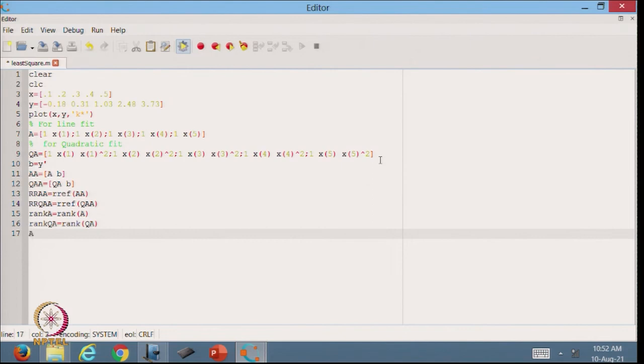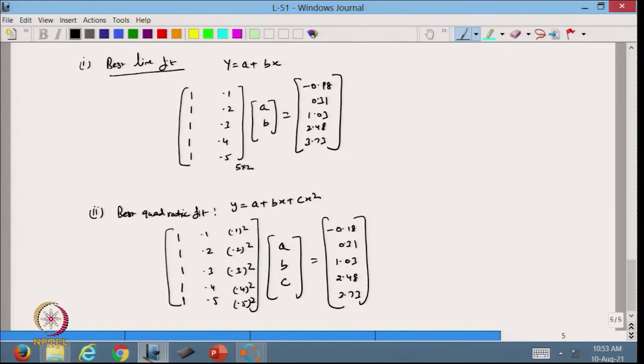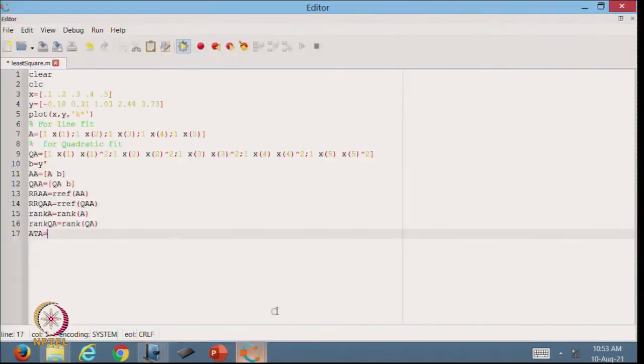So, A transpose A, I just write in short form A transpose A. So, I am writing this matrix as a variable. Now I am writing the matrix A transpose A, like this, ATA. What I am going to do here is take the matrix A, take its transpose and then multiply by A. So, this is the matrix I am getting, that is A transpose A.